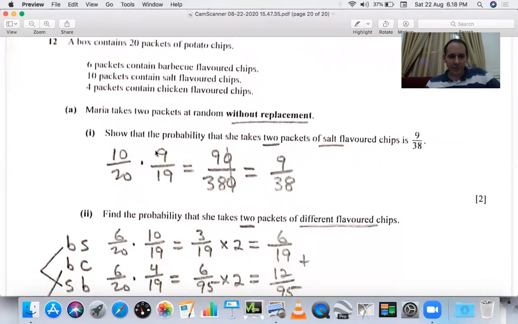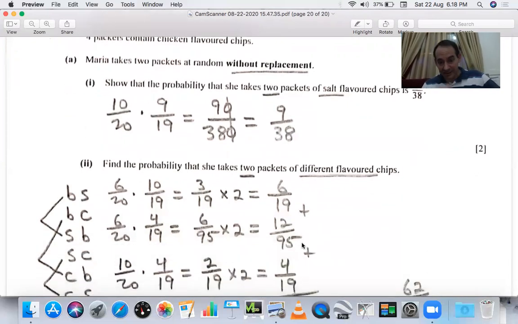So don't forget to reduce the category that you drew from, as well as reduce the total, both by 1. So 10 reduces to 9 and the 20 reduces to 19. And so both salt gives us your 9/38.